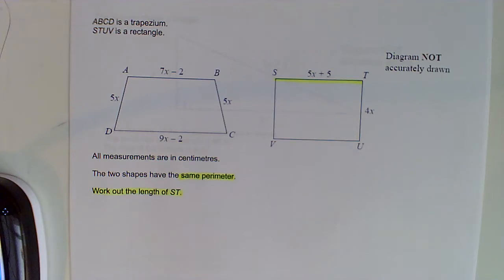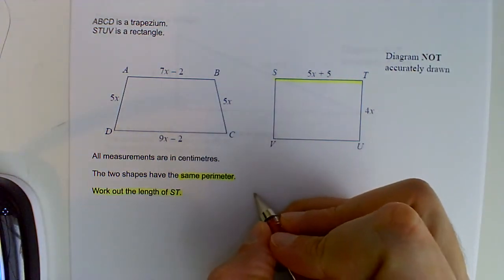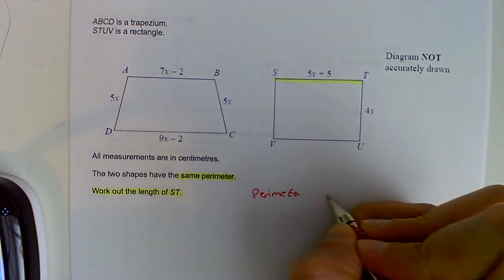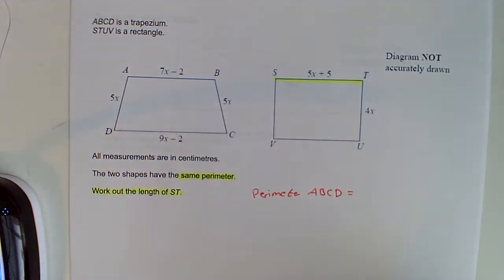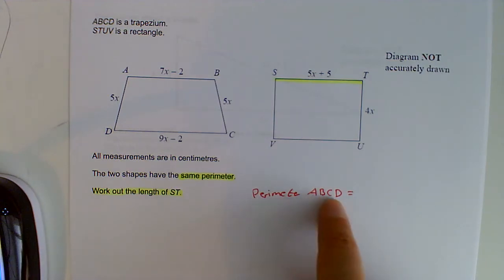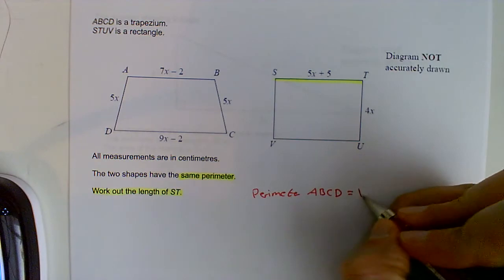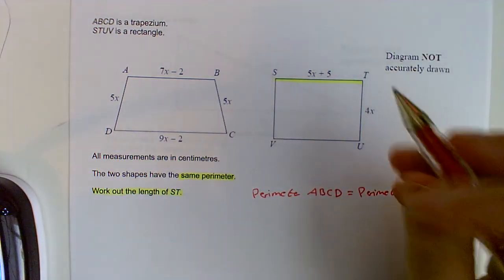So because things have the same perimeter, what we can say is the perimeter, you wouldn't really need to write this down, but I'm going to tell you how we're going to work through this. We're going to figure out what the perimeter of ABCD is, and then we can say, because it's the same, we can say that equals the perimeter of STUV.